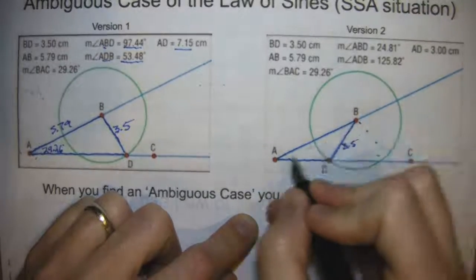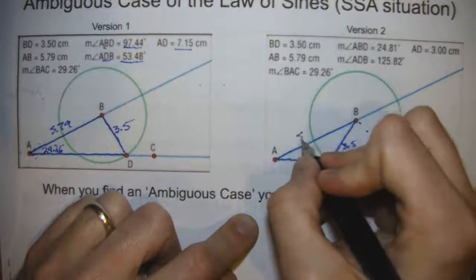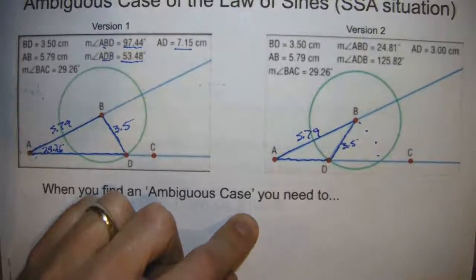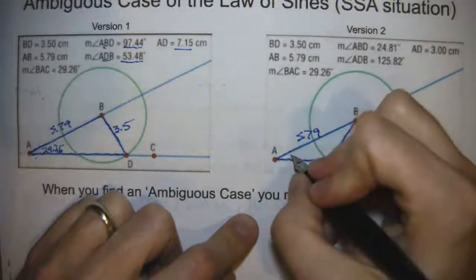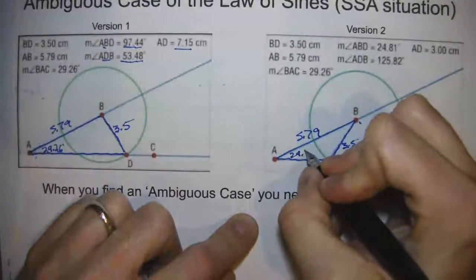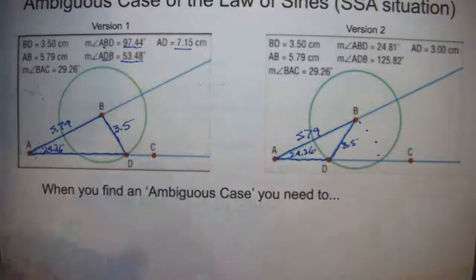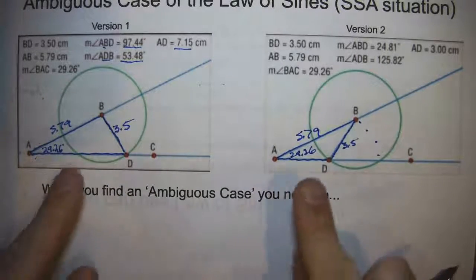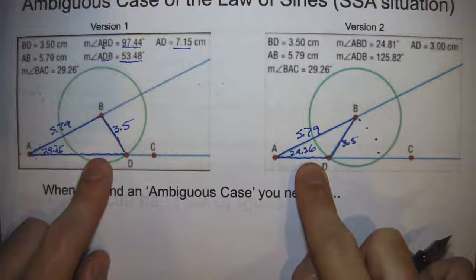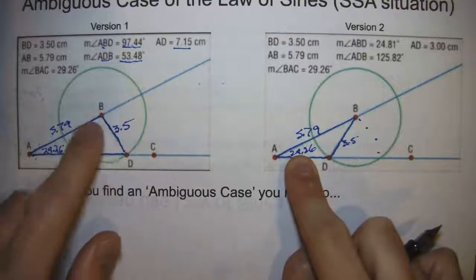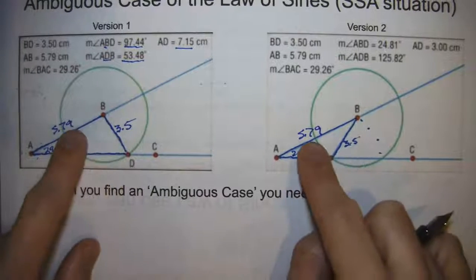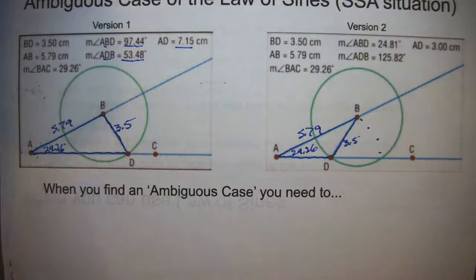Notice that AB didn't change, so it's 5.79 still. And notice because I shifted side BD, it never affected angle A. So this is 29.26. So let that sink in. Two exceedingly different triangles, side, side, angle, side, side, angle, and notice all of those measurements are the same. But notice they relate to two completely different triangles.